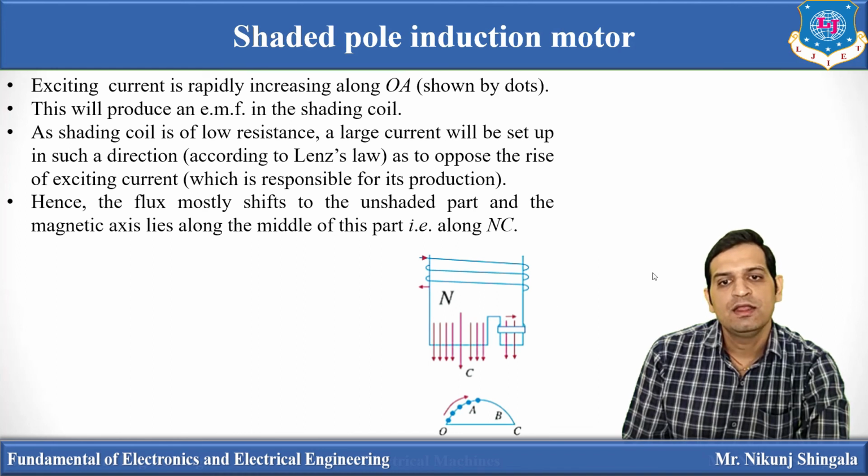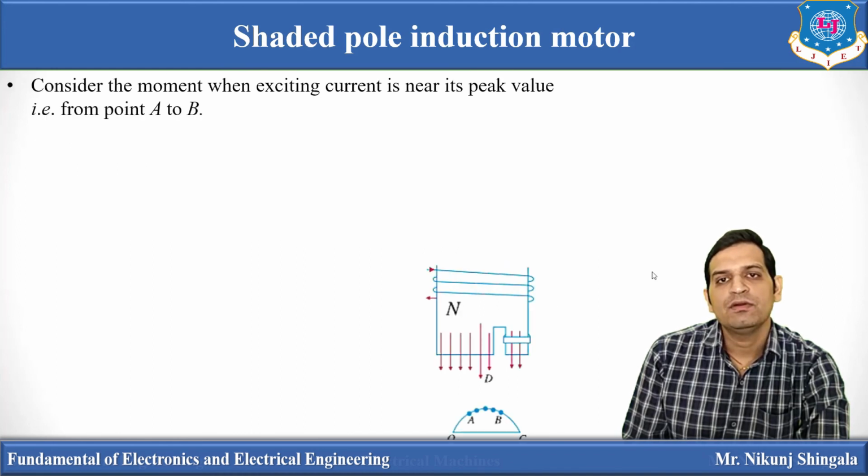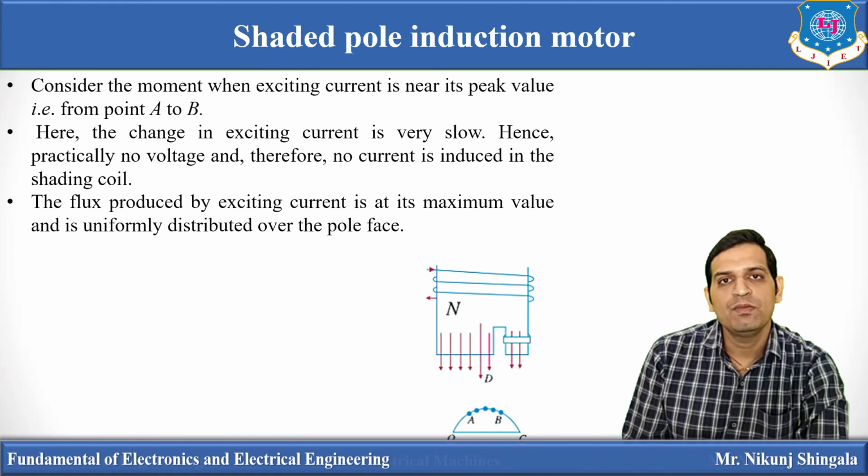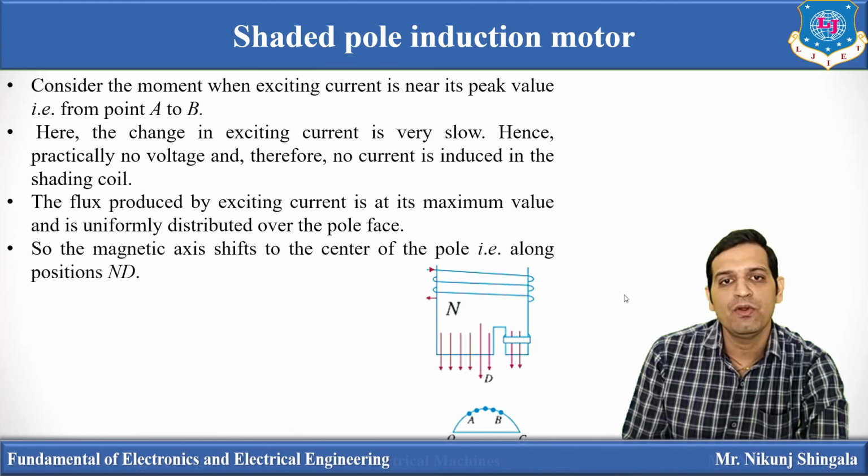So flux mostly shifts towards the unshaded pole, and the magnetic axis lies in the middle of this part, that is NC. Now consider the current from A to B. Here the change in the current is negligible, as it is reaching its peak value. So the change in the exciting current is very low, and no EMF is induced in the secondary coil. So flux will be distributed uniformly throughout the whole pole, and the main flux lies in the center of the pole, about along the ND position.